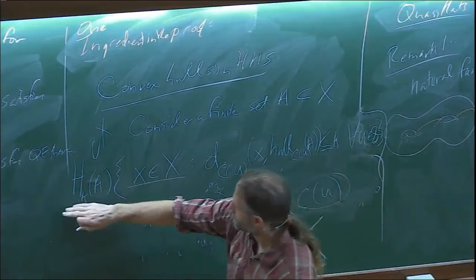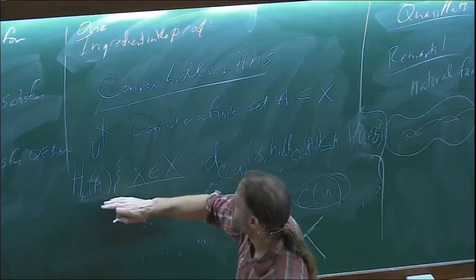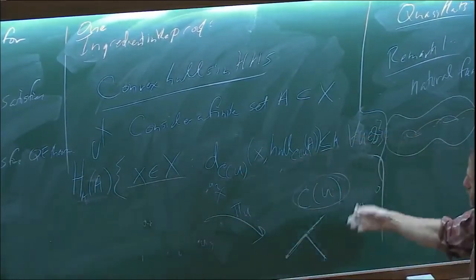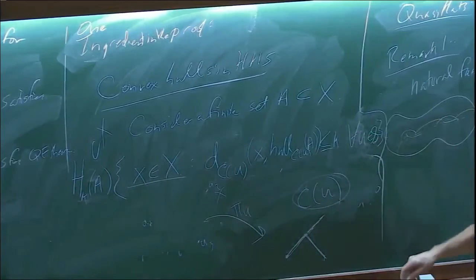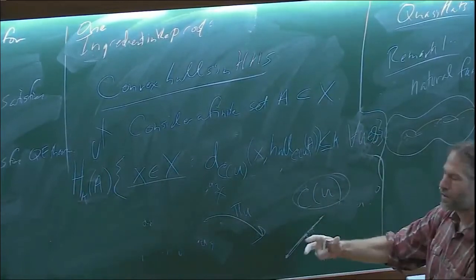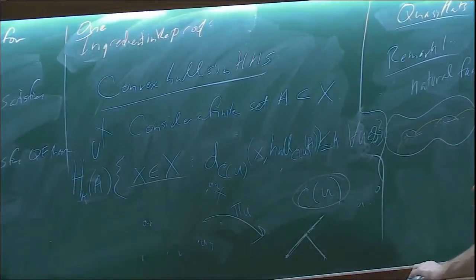So this space is necessarily non-empty because it contains all the A's, but it turns out it gives you a nice subset of X.